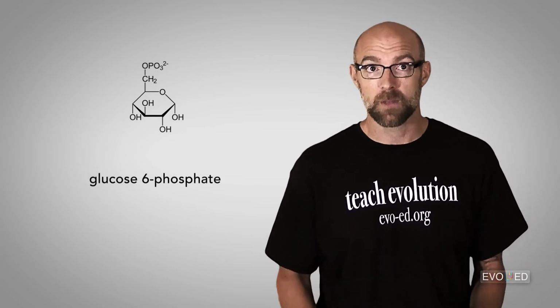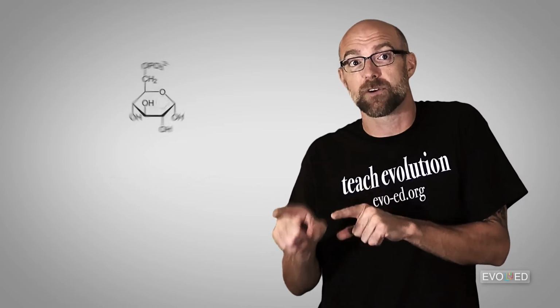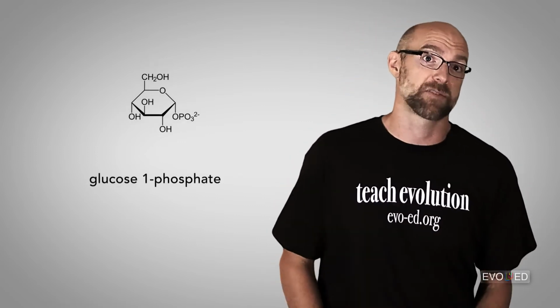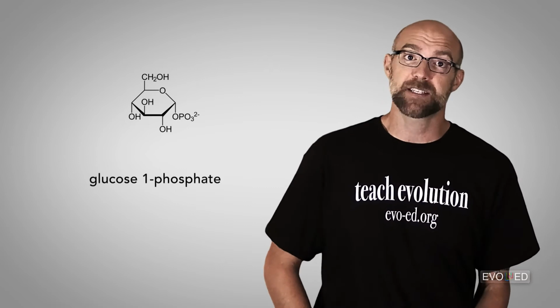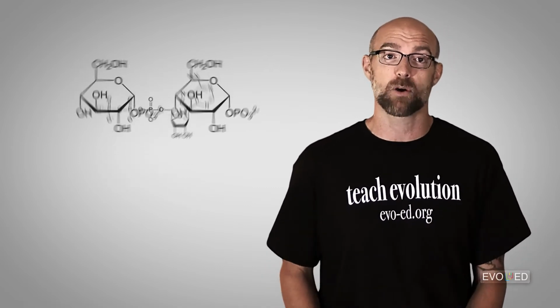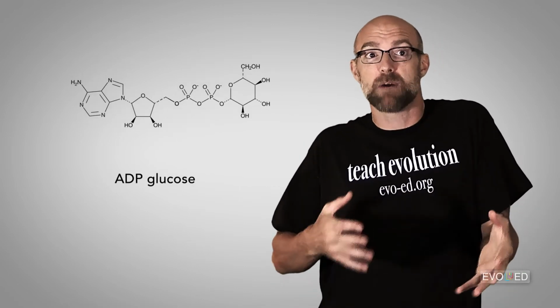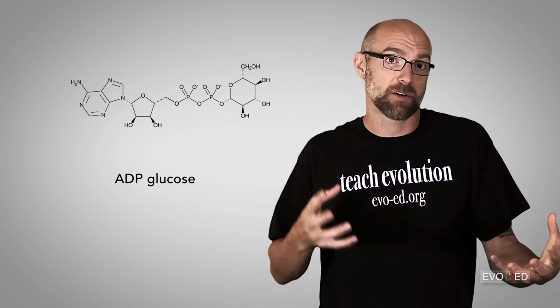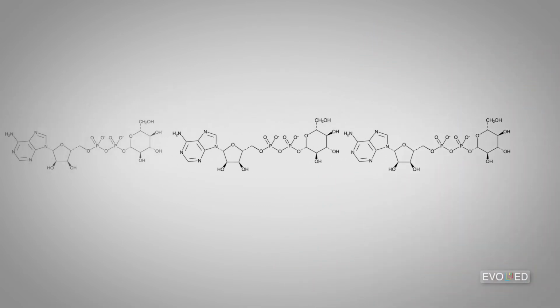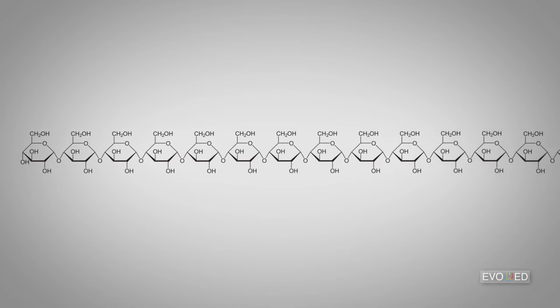Phosphate. Just a quick shift of the phosphate group and glucose 6-phosphate can be converted into glucose 1-phosphate. A glucose 1-phosphate molecule can combine with another glucose 1-phosphate molecule to form something called ADP glucose. Finally, these molecules of ADP glucose can sort of link up to form a starch molecule called amylose, or simple starch. Amylose is essentially just a long chain of glucose molecules.